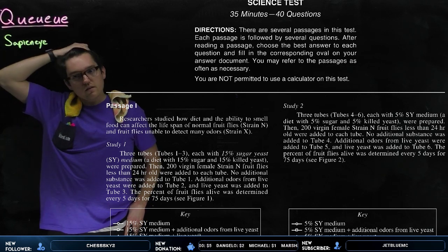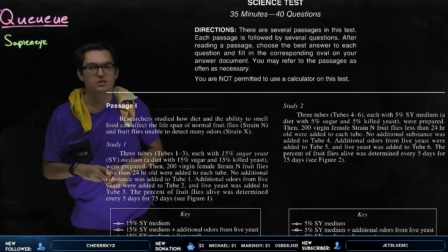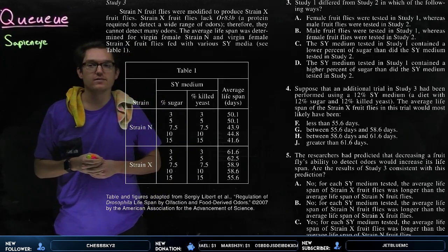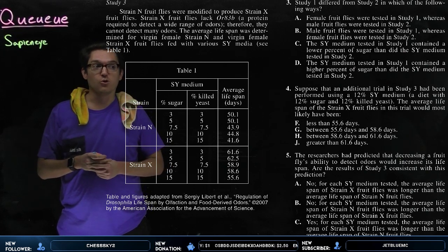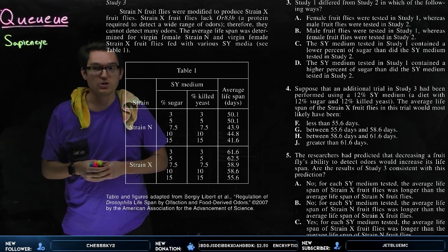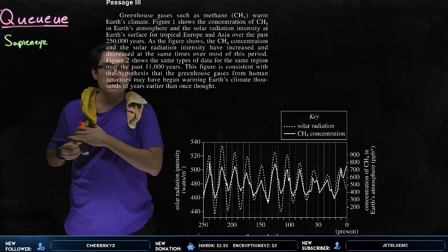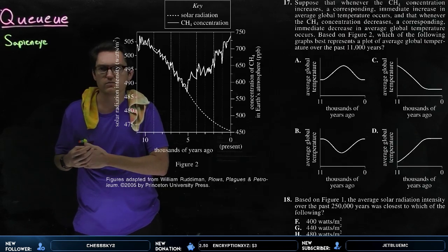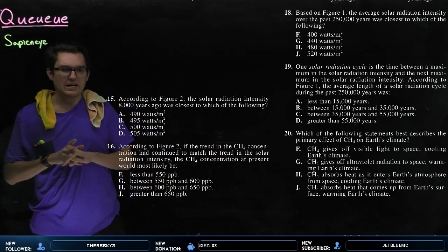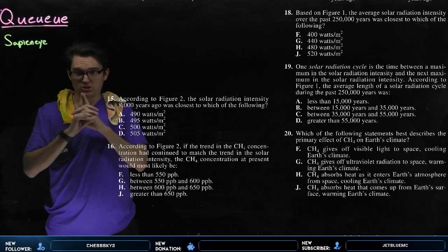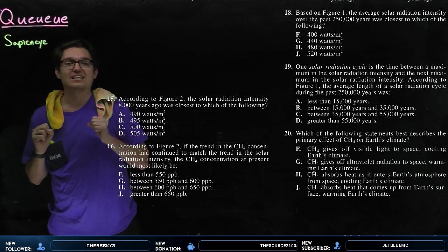Okay. The deal with science is that it gives you so much information, and you don't have time to read most of it. You could try reading all of it. You could try really understanding these experiments, but then you'll run out of time, and you'll only be halfway through the test, which is just not fair. So what your goal should be here is, instead of reading everything first, to go straight to the questions, and the wording in the questions tells you where to look.